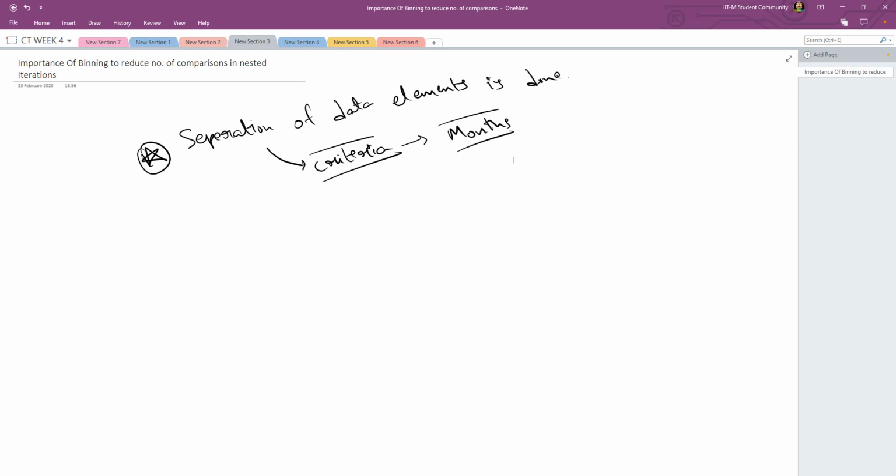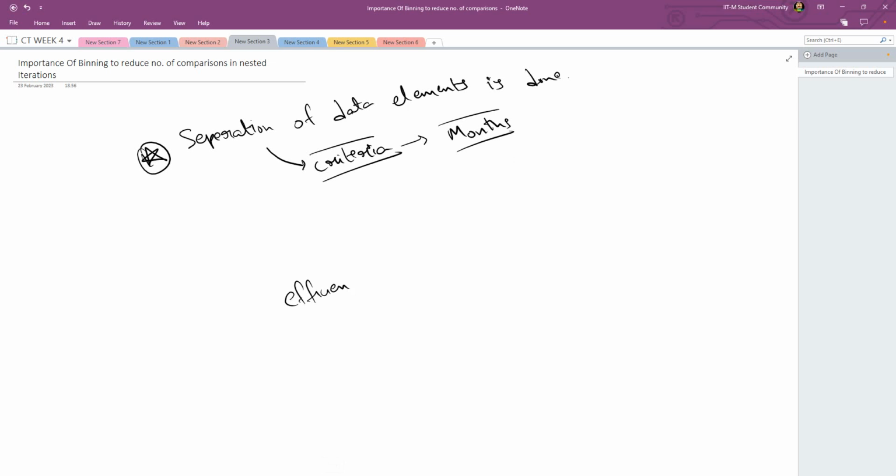And binning can also greatly improve the efficiency of algorithms that rely on nested iterations, such as classification algorithms and clustering. It is not introduced to you yet. This is especially true for large data sets. A large data set would be, for example, shopping bills. Binning can greatly improve the efficiency in bringing the right result.